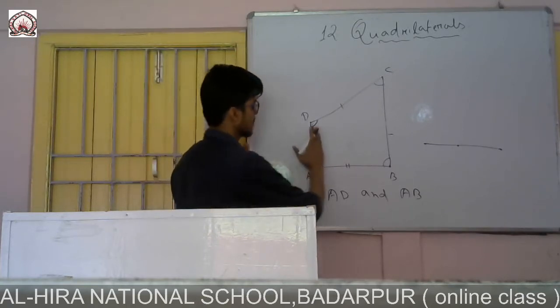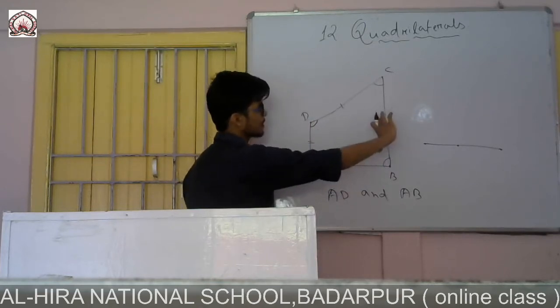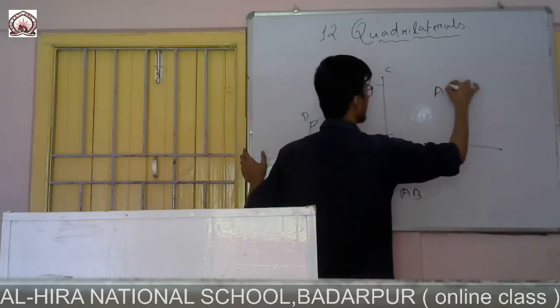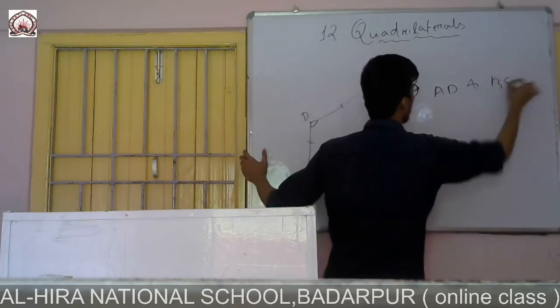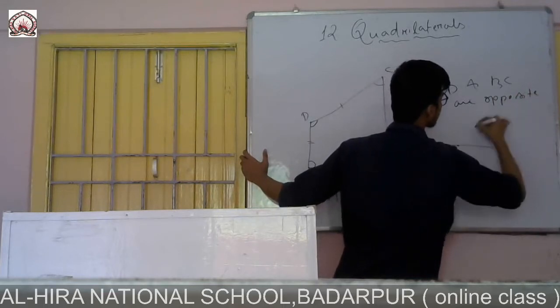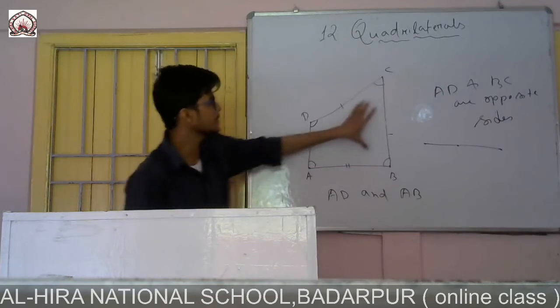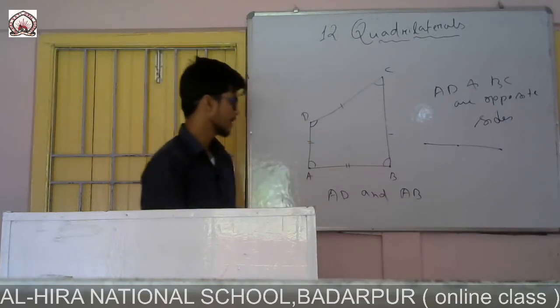And opposite means the opposite of this line. It is this one. AD is opposite to BC. AD and BC are opposite sides.